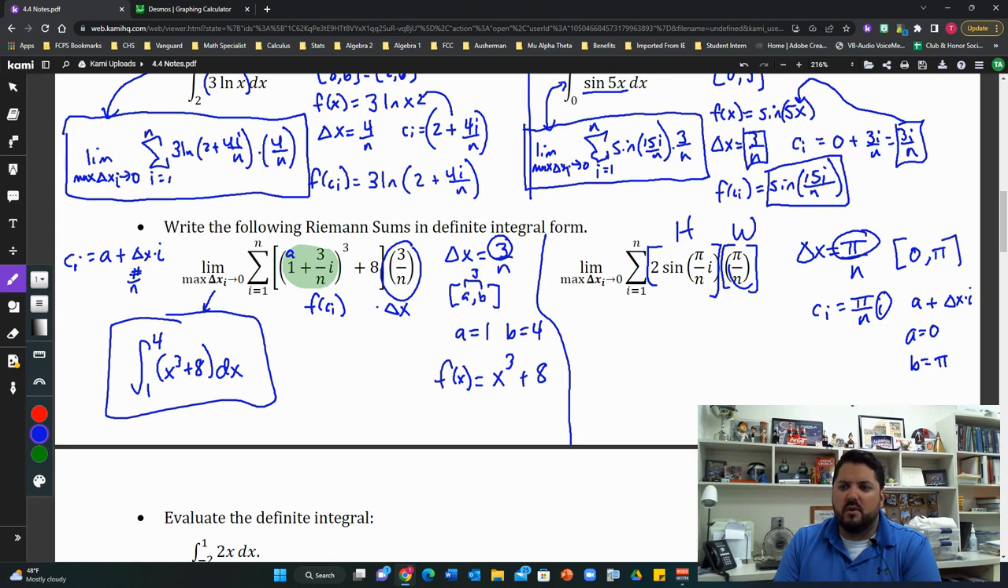We're going from 0 to pi, and then if I take my c sub i out to write the function, we get f of x equals 2 times sine of x instead of that c sub i value. So this translates into the integral from 0 to pi of 2 sine of x dx.